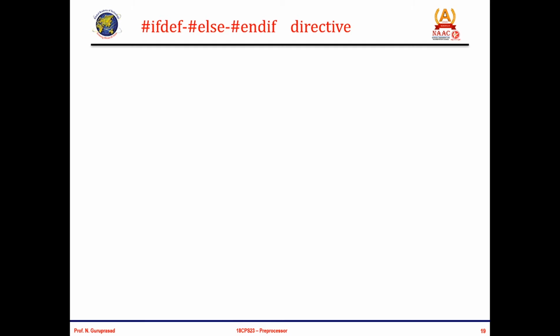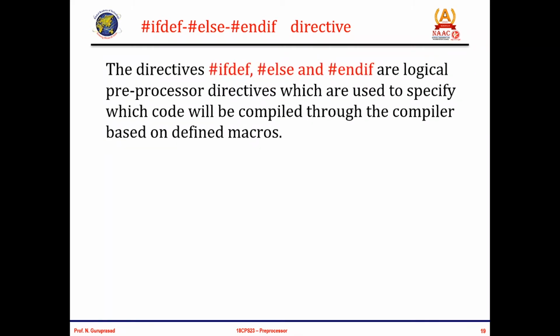Now, a couple of examples of conditional compilation are the directives #ifdef, #else, and #endif. What are these three directives? These three directives are logical preprocessor directives which are used to specify which code will be compiled by the compiler based on defined macros. Let us look at an example and see how these preprocessor directives can be used in the C programming language.